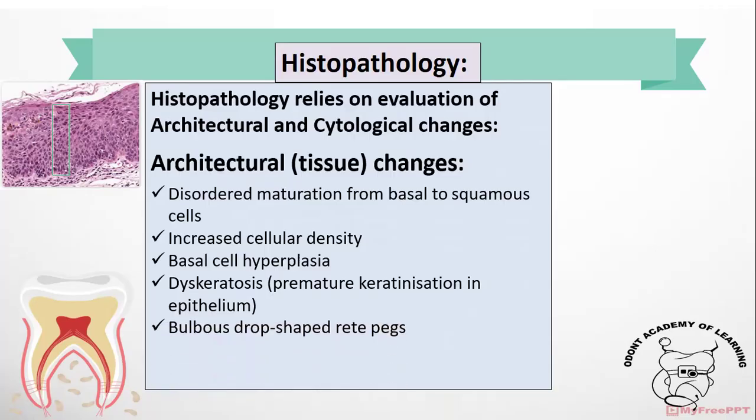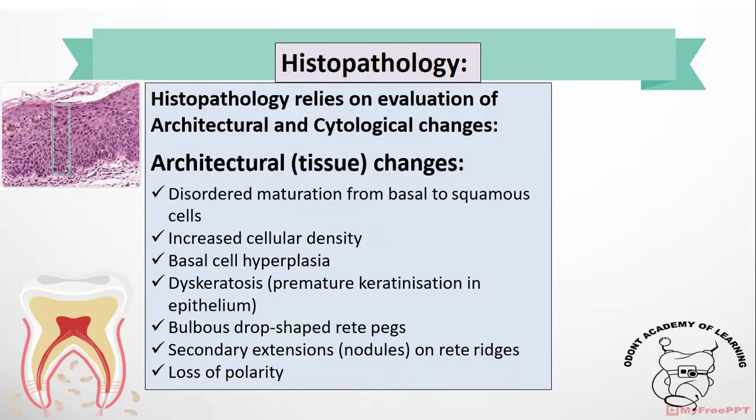Next is bulbous or drop-shaped rete apex. Rete ridges are usually finger-like projections. But if these rete ridges or rete apex become broad, then that is not a normal sign. And sometimes these rete apex show bifurcations or divisions or branches, and that is also an abnormal sign.